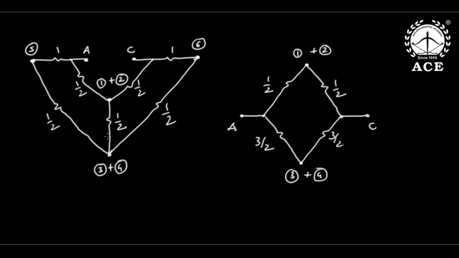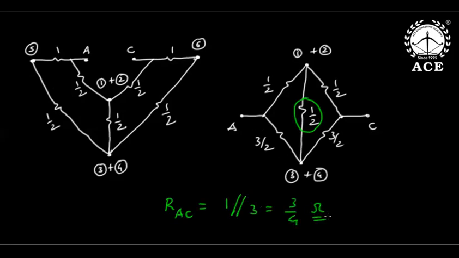And finally, 1 plus 2 to 3 plus 4 is also half. Now this is perfectly a balanced bridge. Current cannot flow through the half, so open it. So finally R_AC will be, after opening this, 1 plus half plus half, series 1, in parallel to 3 by 2 plus 3 by 2, series 3. So it is 3 by 4 ohms.